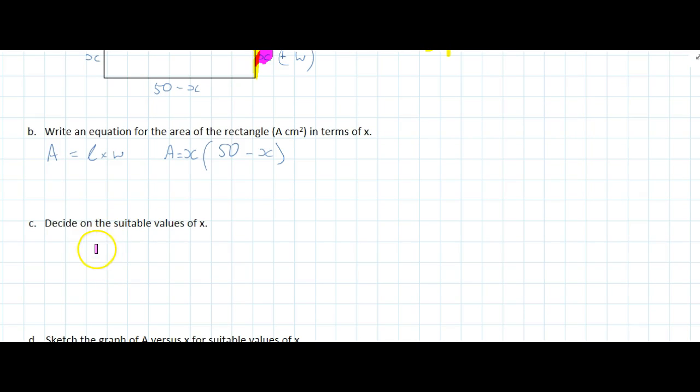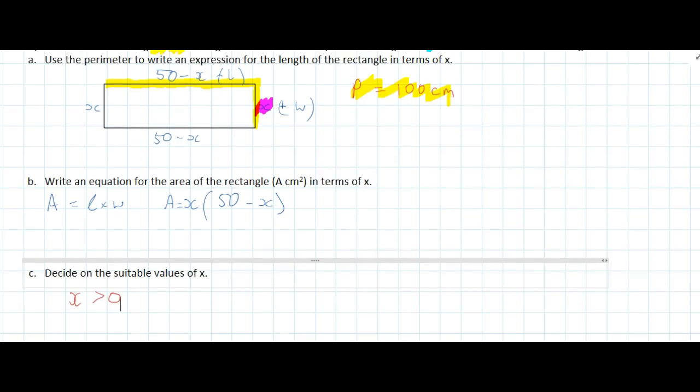So x, I'll write this properly, x has to be greater than 0. It can't equal 0, otherwise it's not a rectangle. And it has to be less than 50. Once this becomes more than 50, this length up the top, so once the width is more than 50, then 50 minus 50 is going to be 0. So this top line would be 0.